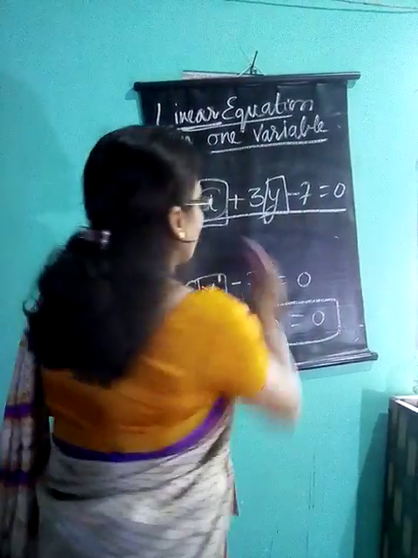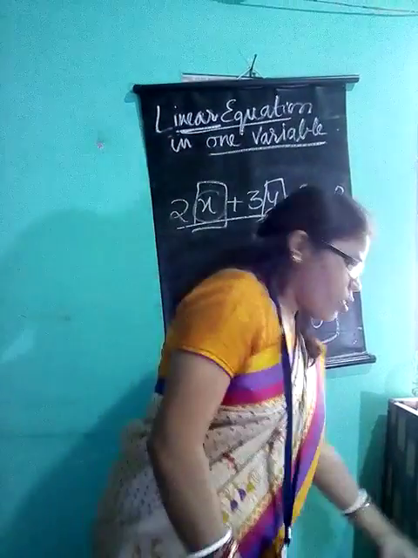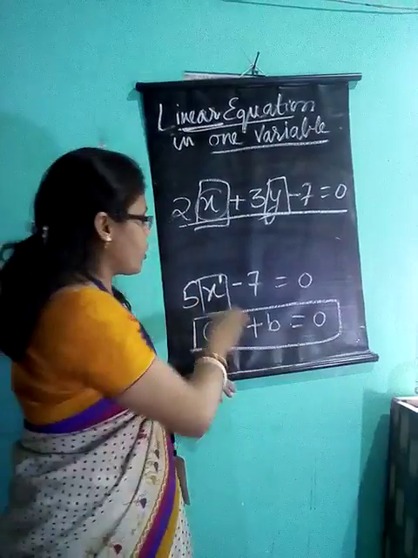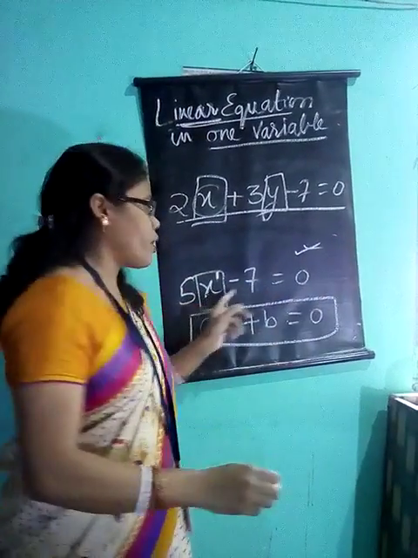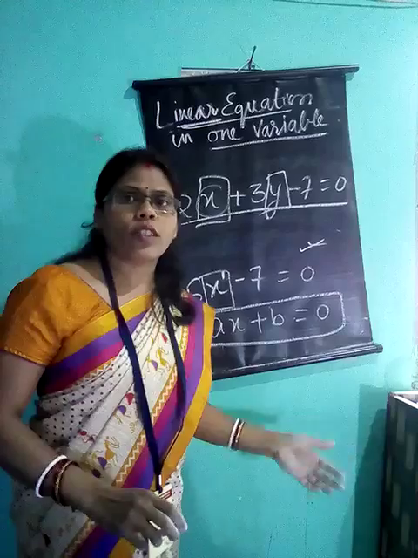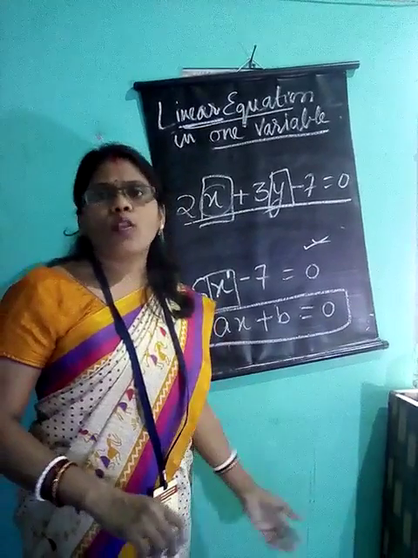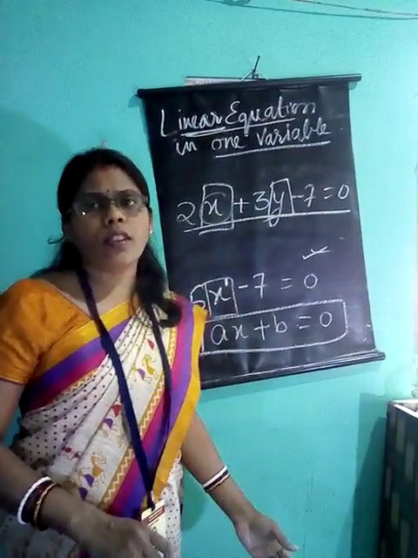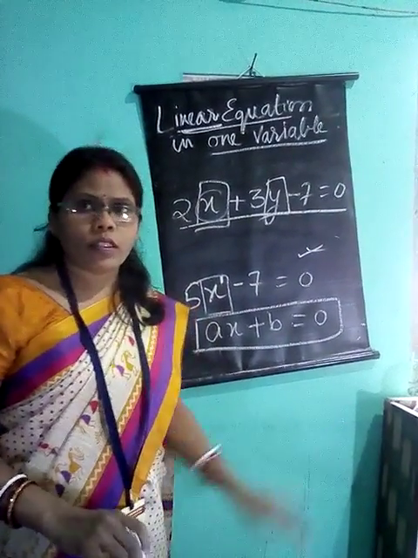Okay. Now in the next class we will see an example of linear equation in one variable: 5x minus 7 equal to 0. This way you can have more examples. Now how to solve the equation we will see in the next class. For today it is this much.